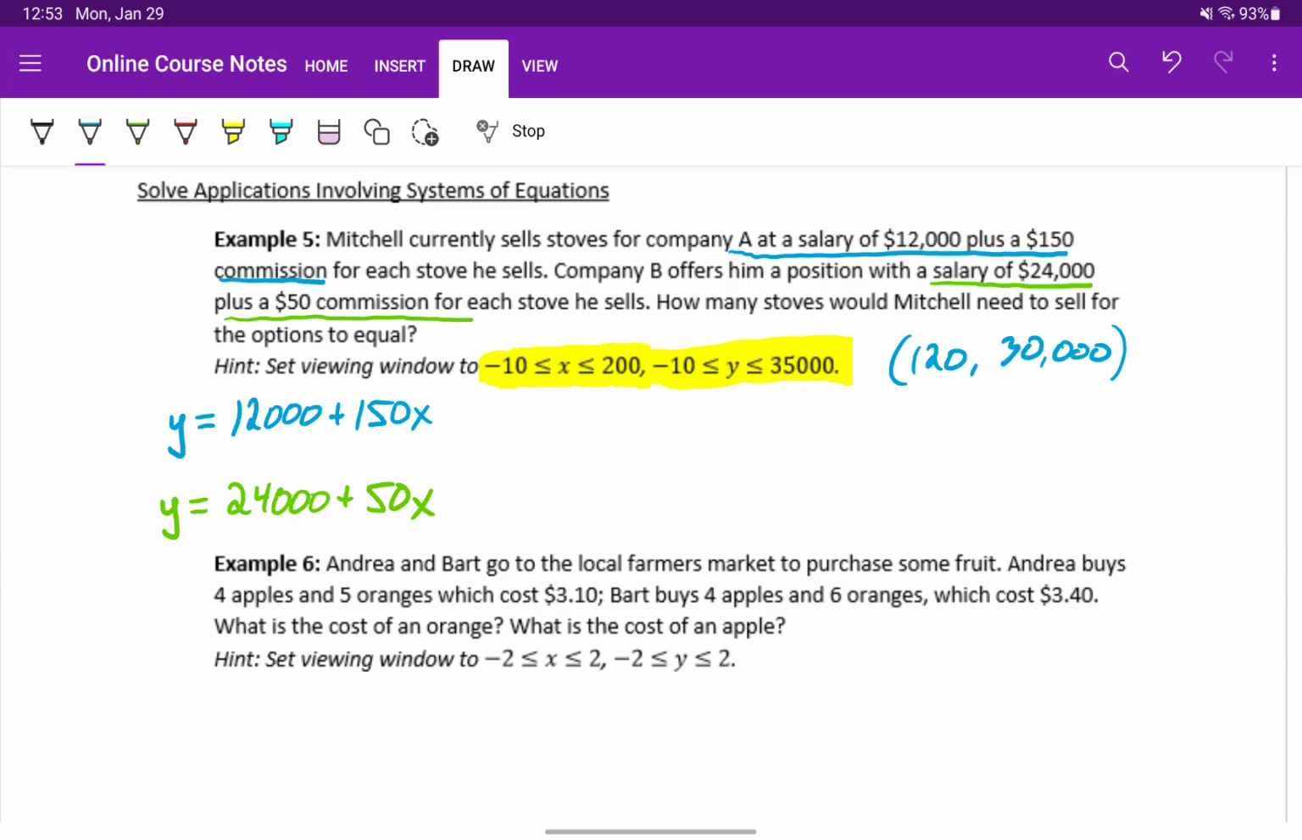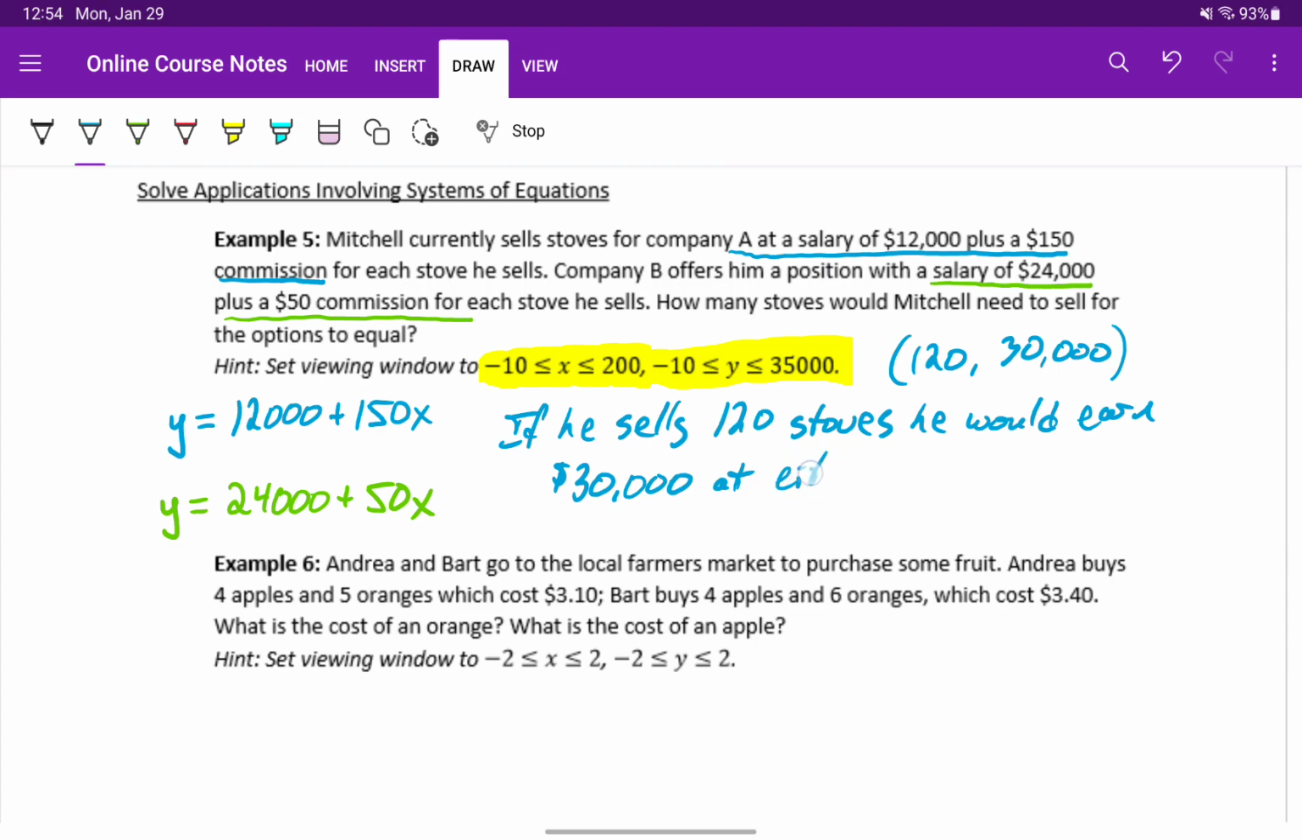Translating that into the context of the problem, what that tells us is that if he sells 120 stoves, he would earn that same amount, that $30,000, at either job. If this was you in a real-world scenario where you were considering two different positions, then you could look at how many sales you make in a given month to determine which of those positions is going to actually make you more money, earn you a higher salary each year.